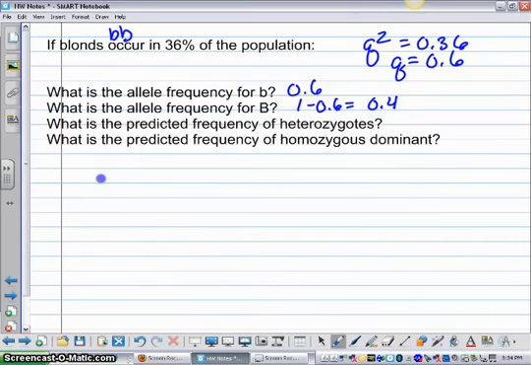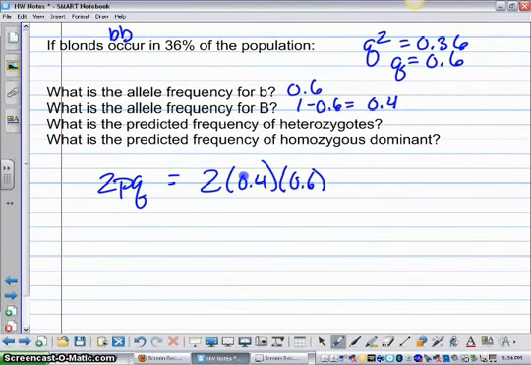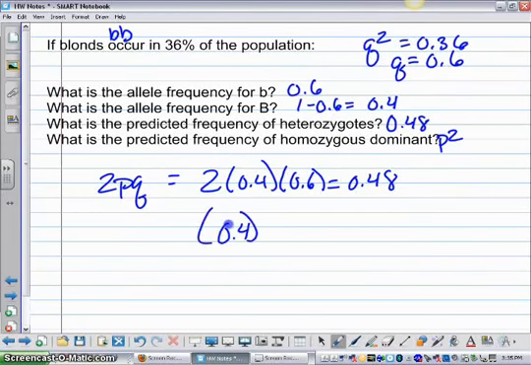The predicted frequency of heterozygotes, 2PQ, equals 2 times 0.4 times 0.6, which equals 0.48. And then what's the frequency of homozygous dominant? That's P squared. So 0.4 squared equals 0.16.